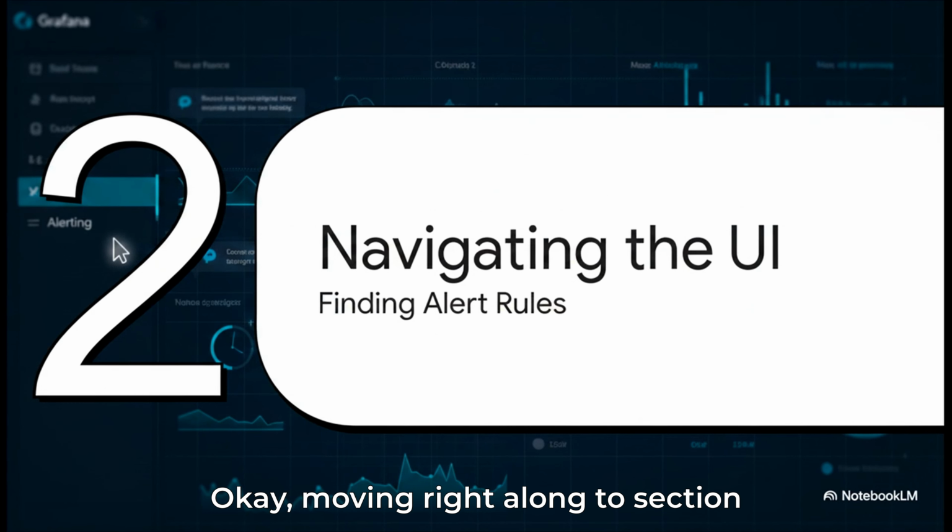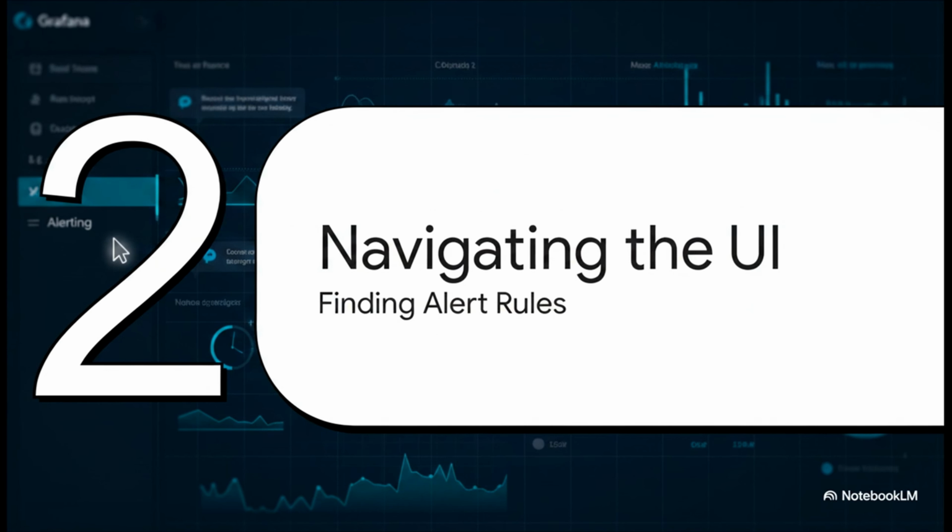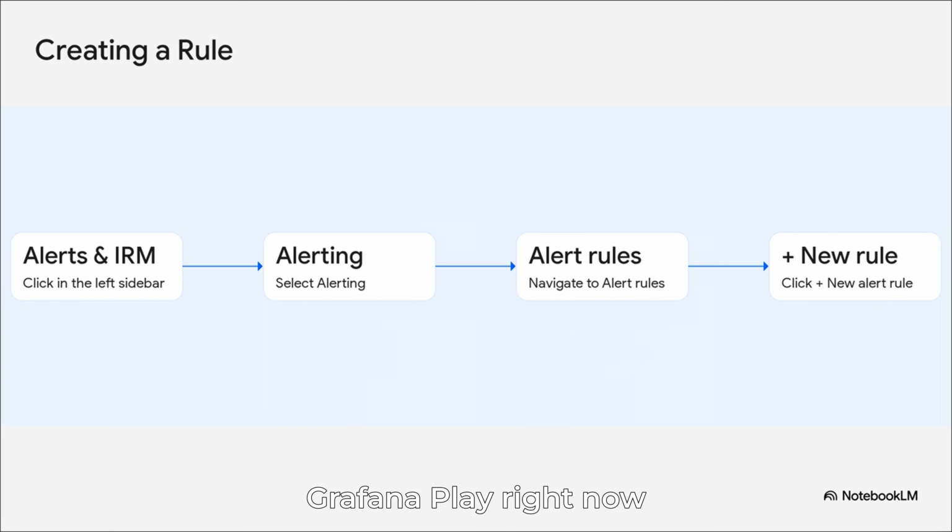Okay, moving right along to Section 2, Navigating the UI. Whether you're messing around on Grafana Play right now or running a local Docker setup, getting to the right place takes exactly 4 clicks. Literally, just head to the left sidebar, click Alerts in IRM, select Alerting, jump over to Alert Rules, and then smash that bright plus New Alert Rule button. Boom, you're in the creation screen.